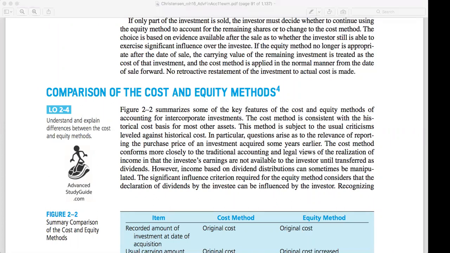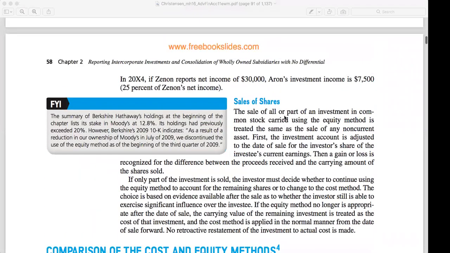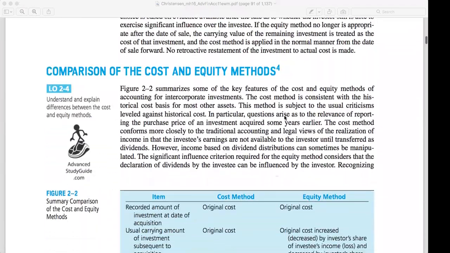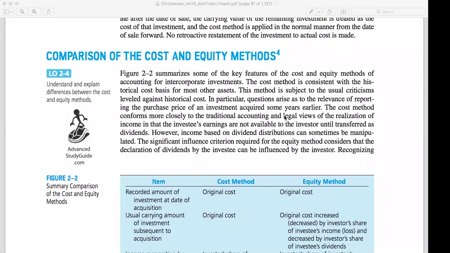All right, everyone, welcome to the next meeting of Advanced Financial Accounting 1. So we're going to continue material from last meeting, because this is still focusing on chapter 2, right? So now we're moving to the comparison of cost and equity method.